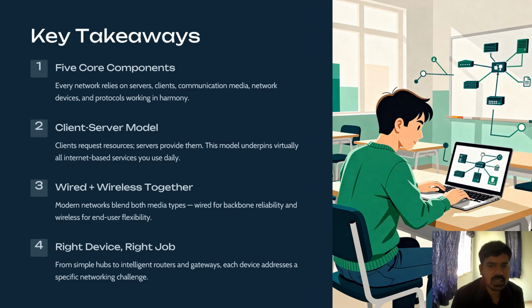So now let us quickly revise the key takeaways from today's session. First, 5 core components. Every network works because 5 important components operate together in harmony. Server, clients, communication media, network devices, and protocols. If even one component fails, the entire communication process is affected. That is why understanding each component is essential for every computer science learner.